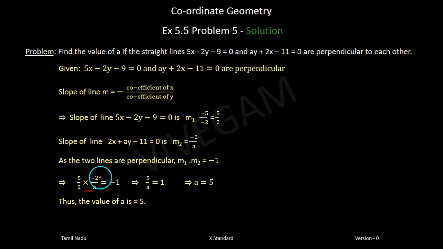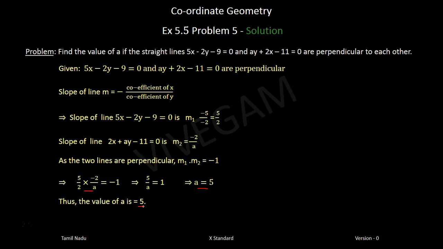This 2 and 2 will get cancelled, and this negative sign will get cancelled. So you will get 5 by a equal to 1, or a will be equal to 5. Thus, the value of a is 5 for the lines to be perpendicular to each other.